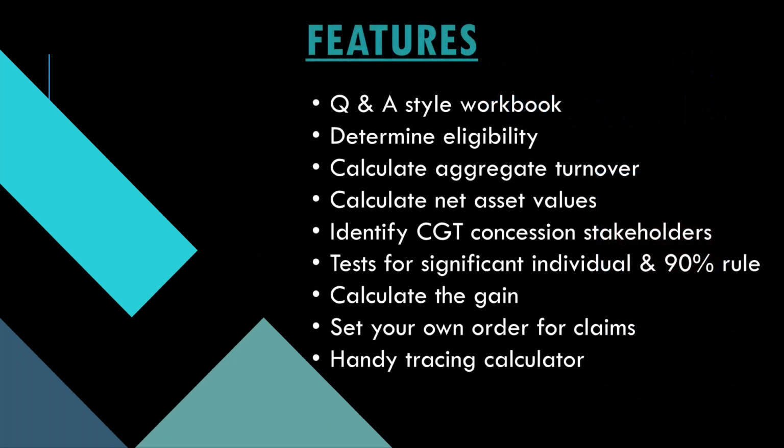The workbook is presented in Q&A style so that your client's eligibility for the various concessions can be tested with simple yes or no answers. It calculates aggregate turnover and net asset values. It identifies CGT concession stakeholders, and it runs tests for significant individuals and the 90% rule. And finally, it will calculate the gain and allow you to set your own order for claiming the concessions to maximise the tax benefits in your client's particular situation.